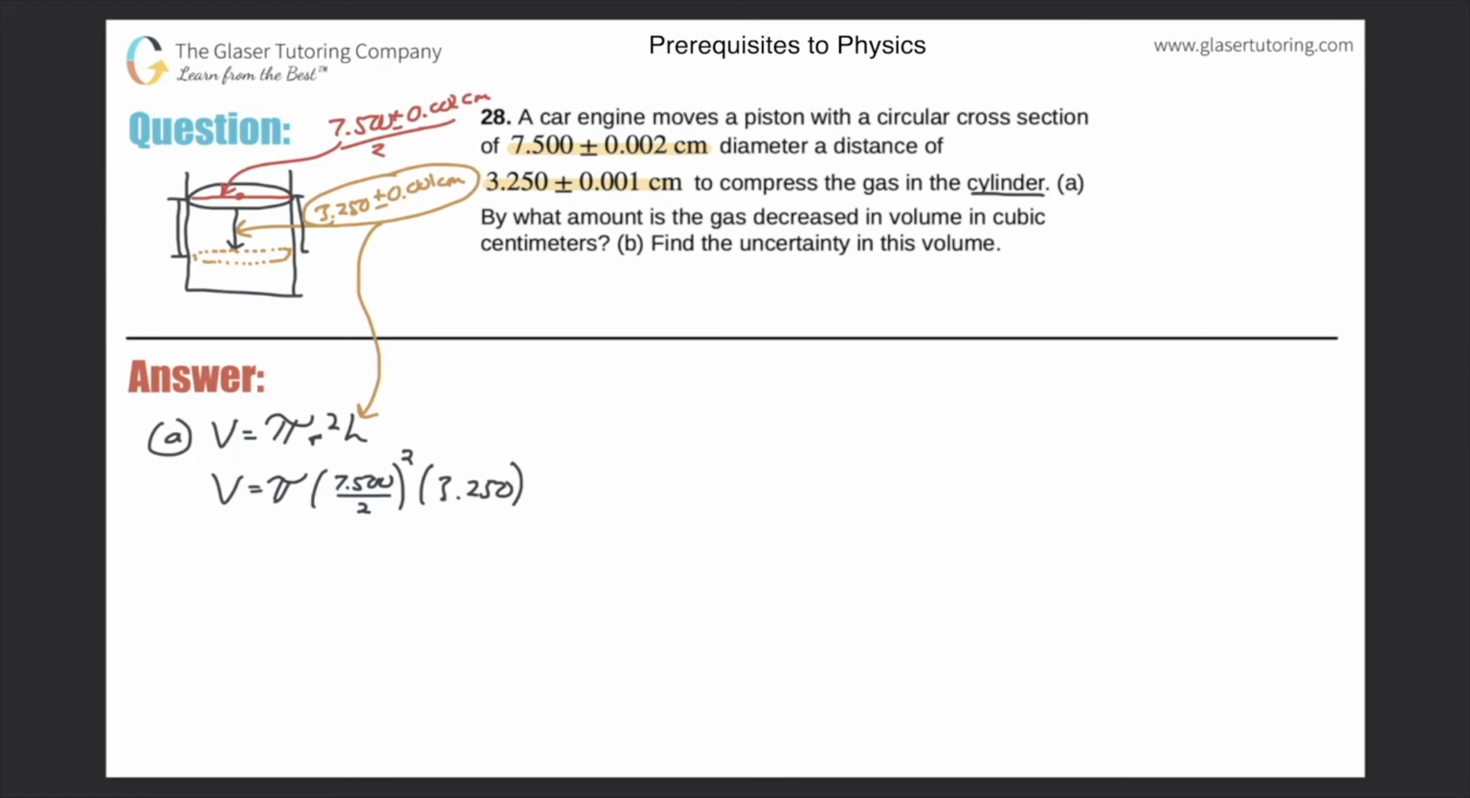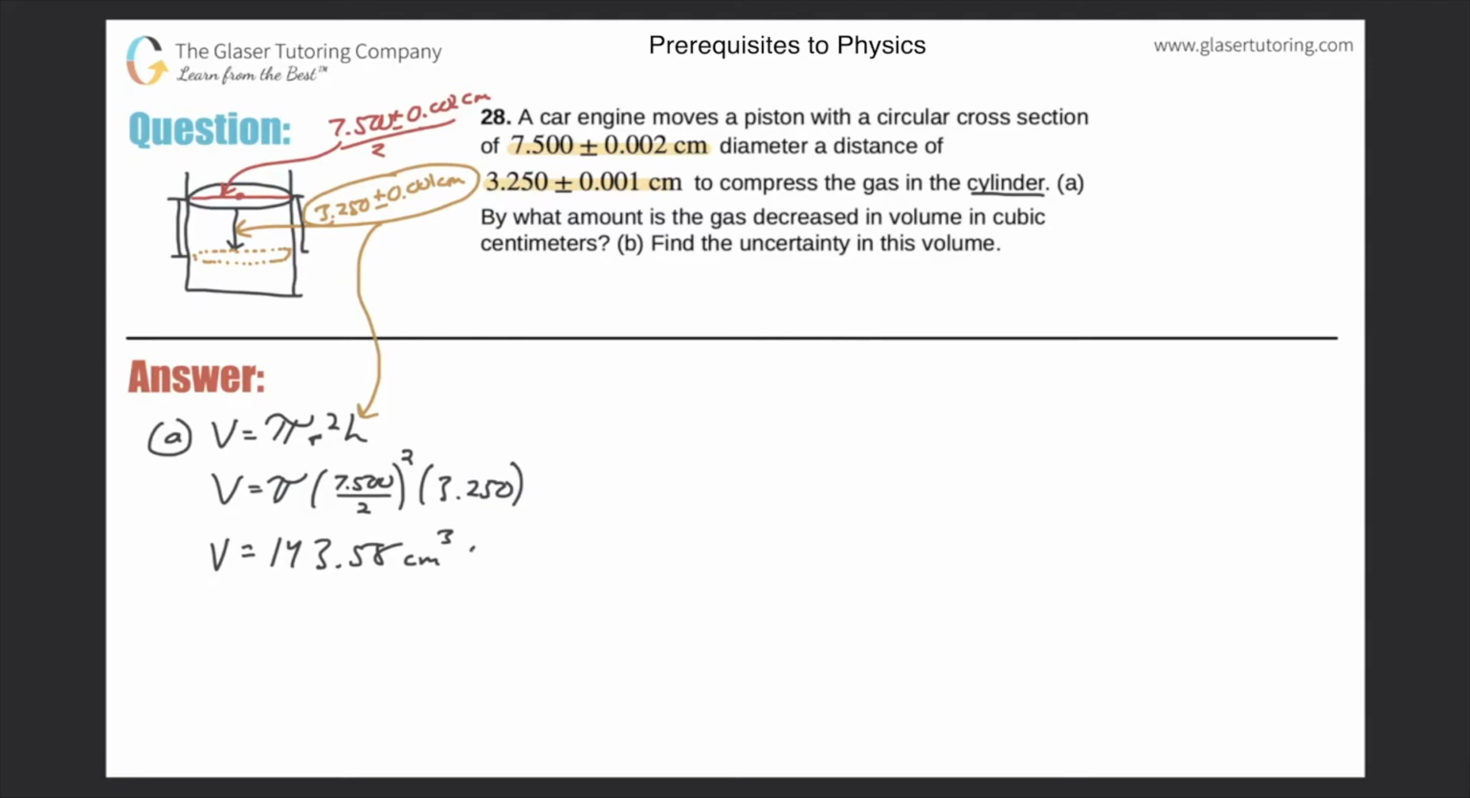Okay. So now let's just take this and plug it into the calculator. So we're going to do pi times 7.5. Actually, use parentheses if you're going to do this all in one step. So parentheses 7.5 divided by 2. Close the parenthesis and then square that. And then multiply it by 3.25. Okay, so the value works out to be about 143.58, and that's centimeters cubed.